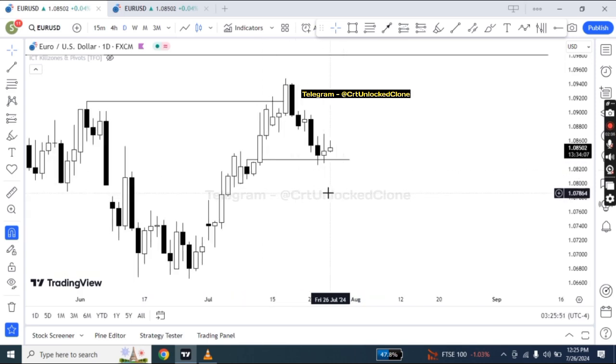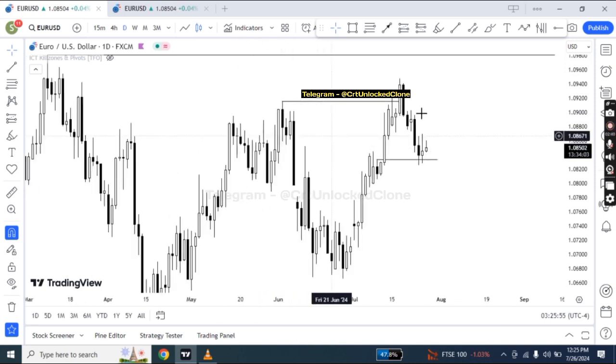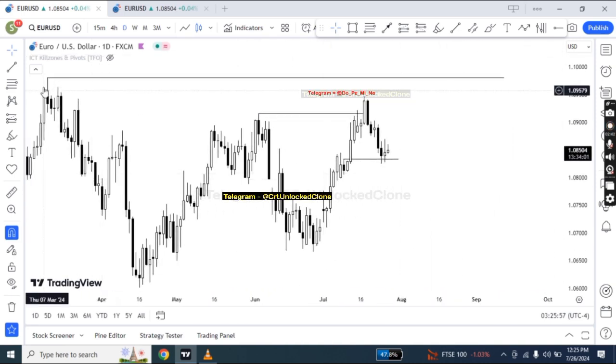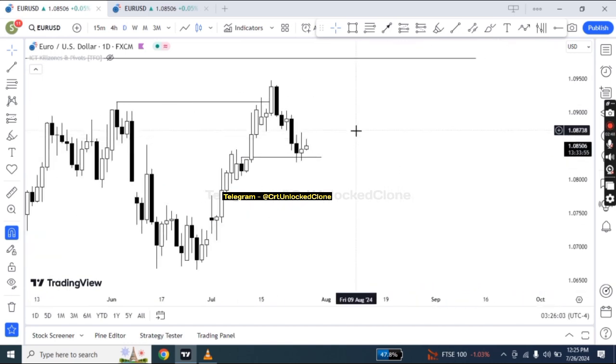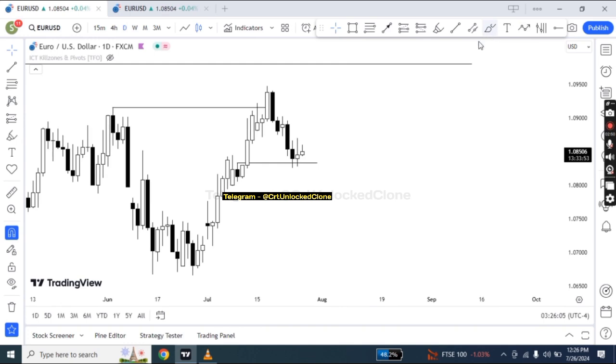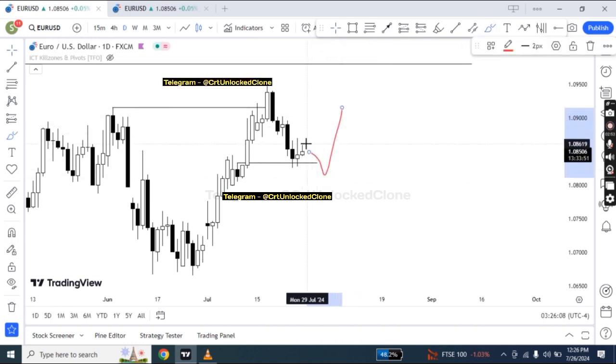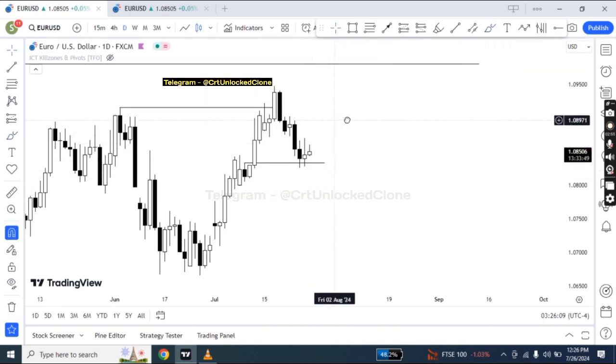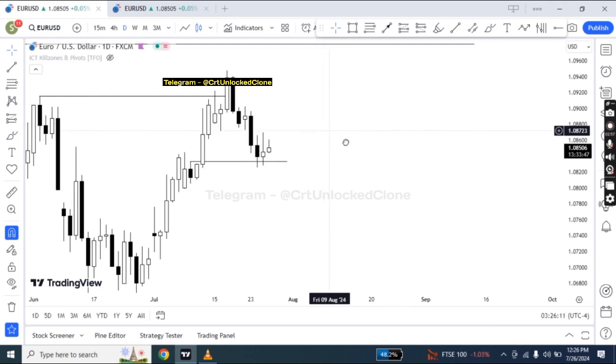Now in the daily right here, you can see that we retrace back to this order block, and we know that our drawn liquidity is still higher, which is this range high right here. So we expected a retracement, and now we can expect this retracement to either end here, or we can go a bit lower again and then maybe expand higher towards this drawn liquidity, which is this range high up above, right?